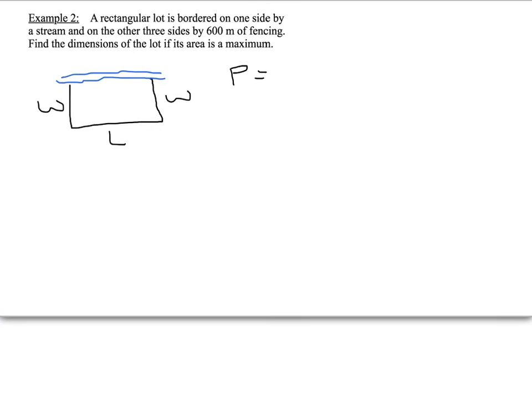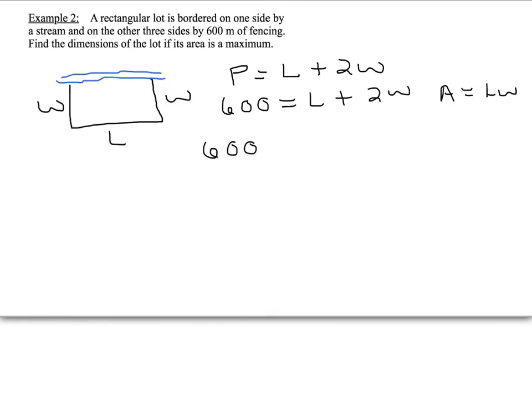But we can't use the usual perimeter formula because we don't have 2 lengths. We have a length and we have 2 widths. Okay, so 600 meters is equal to length plus 2 widths. And the other formula that we're going to need would be area. Area is still area. It would be length times width. Okay, so we're going to have to solve for a variable in our perimeter formula. It would be very easy for us to solve for the length since there's no coefficient there. So there's our length, and we're going to replace that into the area formula.